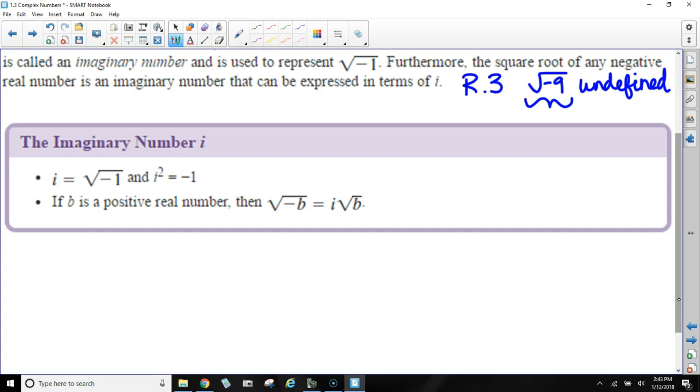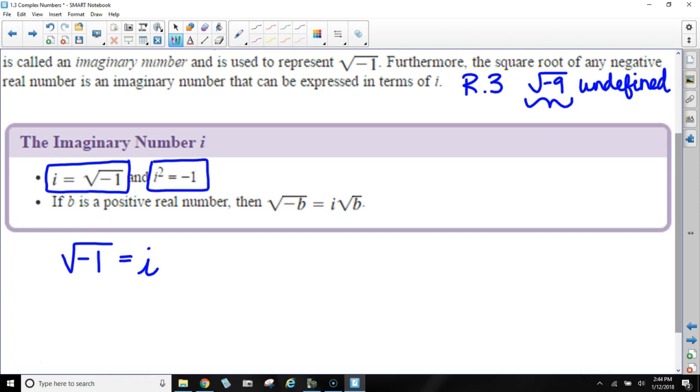Here are the two basic building blocks. i is equal to the square root of negative 1, and instead of having to write out all those strokes of the pencil, we now are able just to abbreviate that and write it as i. That's the very most basic imaginary number: i, the square root of negative 1. We also need to know and commit to memory that i squared is equal to negative 1.